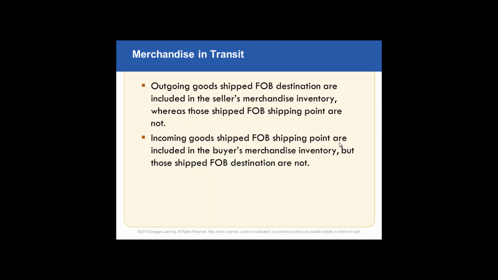So, merchandise in transit. Think about this. In the world we live in, things are shipped, things are received. Outgoing goods with a freight on board destination are included in the seller's merchandise, whereas those items shipped FOB shipping point are not. Incoming goods shipped FOB shipping point are included in the buyer's merchandise inventory. So why does that matter?